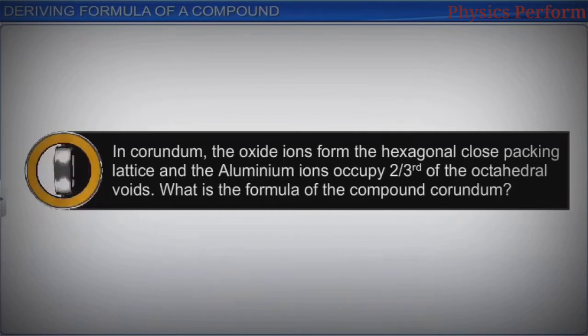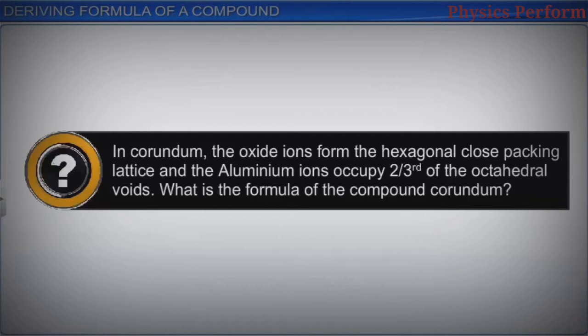To have a better understanding of the concept, let us work on a few problems. In corundum, the oxide ions form the hexagonal close-packing lattice and the aluminium ions occupy 2/3 of the octahedral voids. What is the formula of the compound corundum?